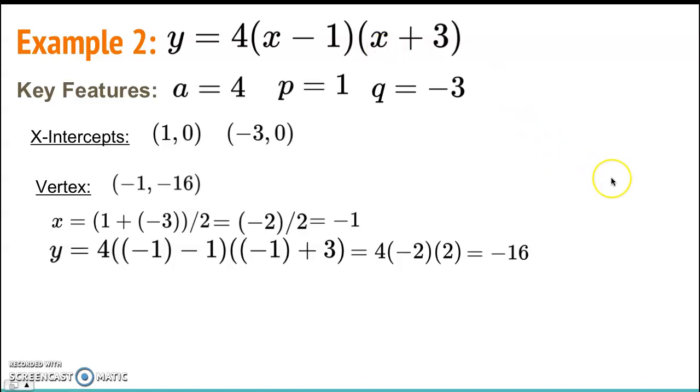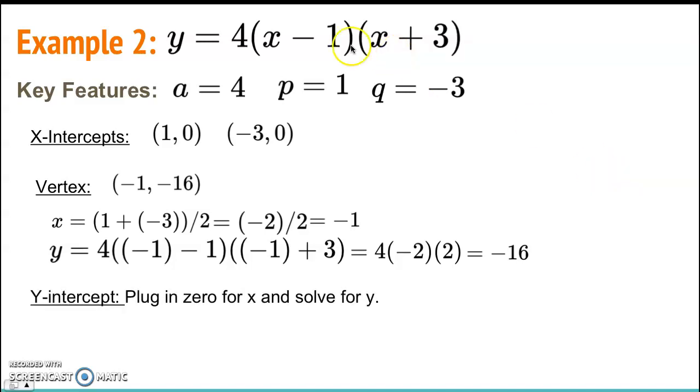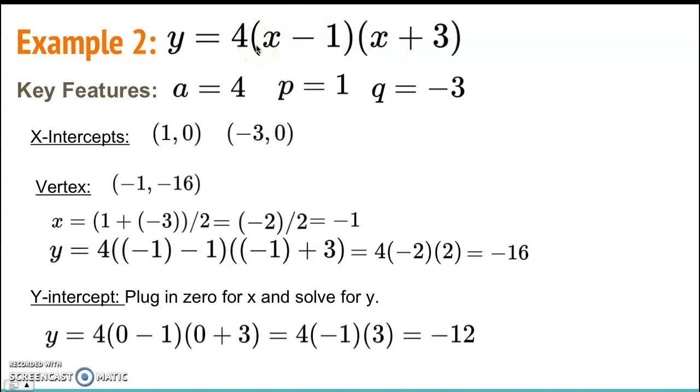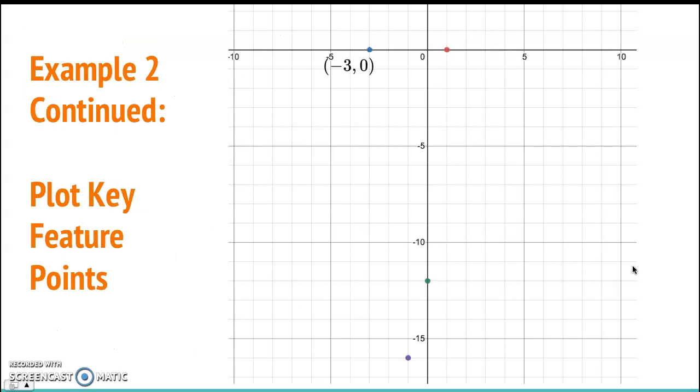So there's 3 points for us right now. The last thing we're going to find is the y-intercept by plugging in 0 for x. So we end up with 4 times -1 times 3, and we get -12. So we're going to graph the 4 points that we just found on the next slide here. Our x-intercept (-3, 0), the other one at (1, 0), our vertex at (-1, -16), and our y-intercept at (0, -12). Now we're going to sketch through the vertex our axis of symmetry so that we can then accurately reflect our y-intercept.